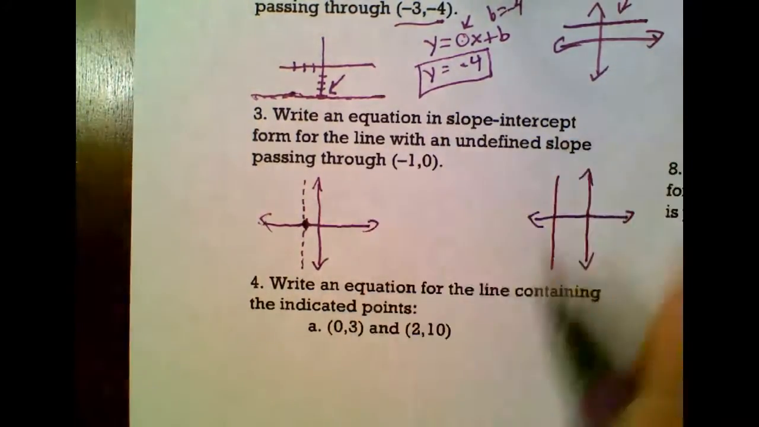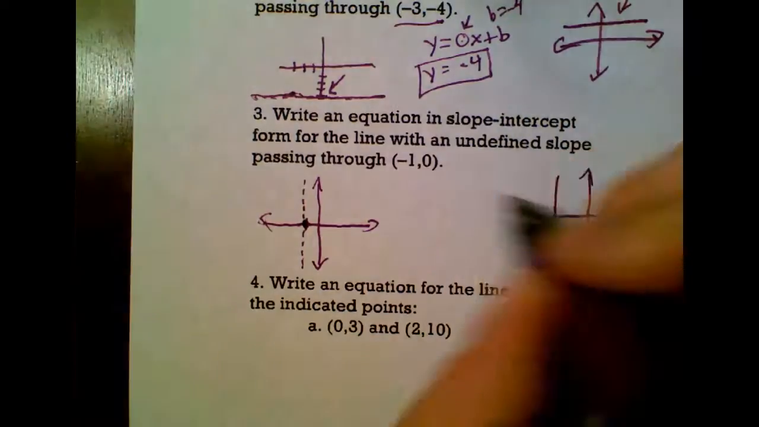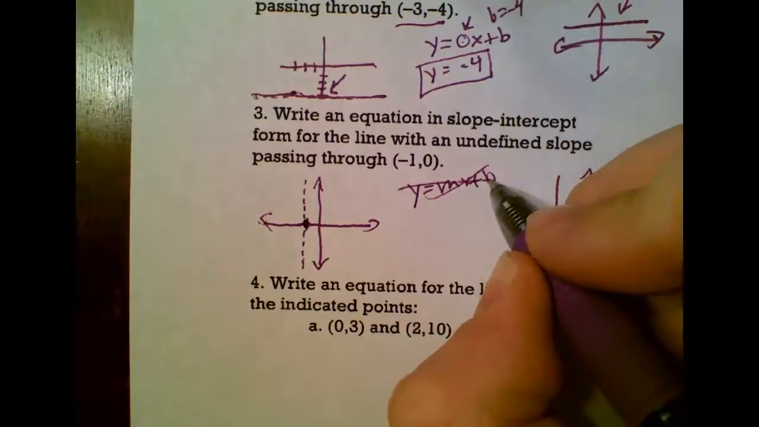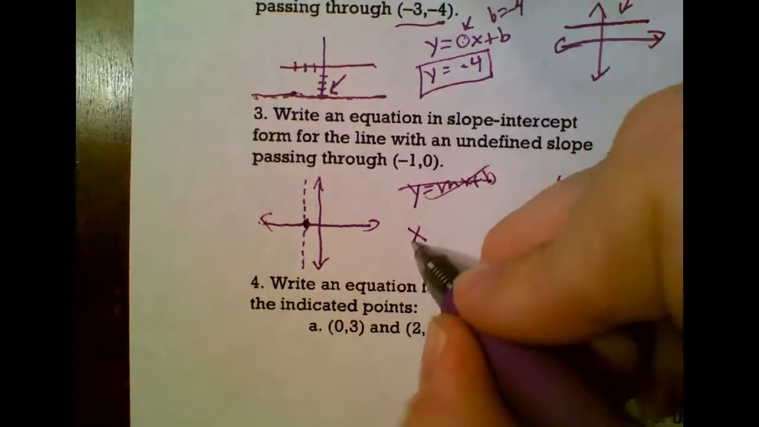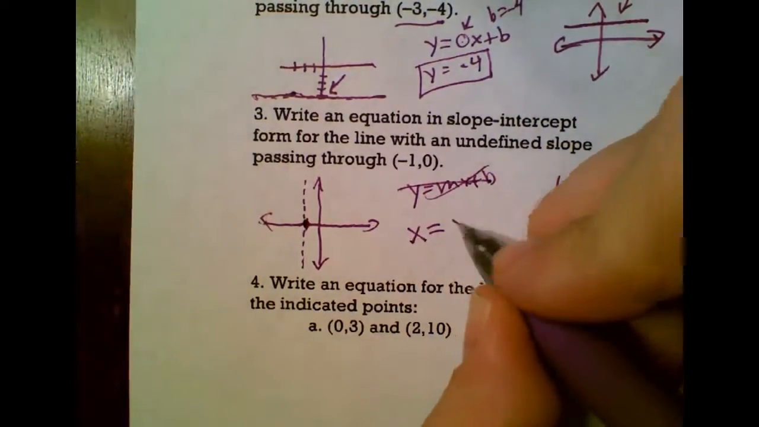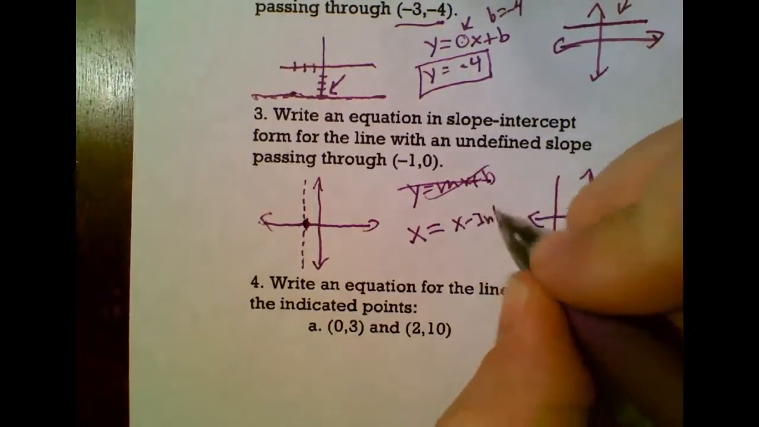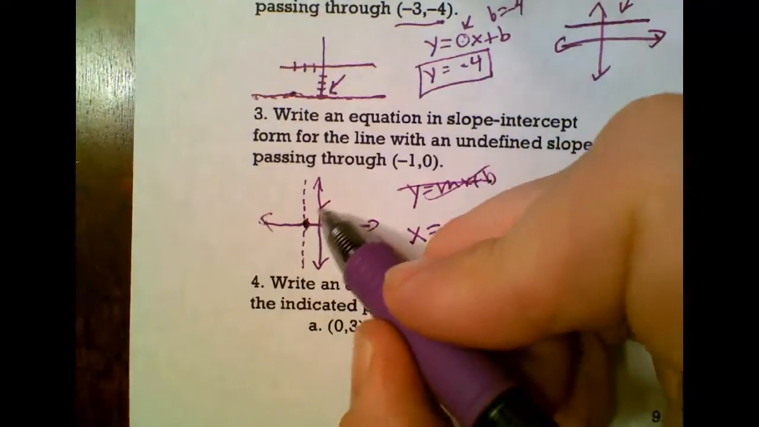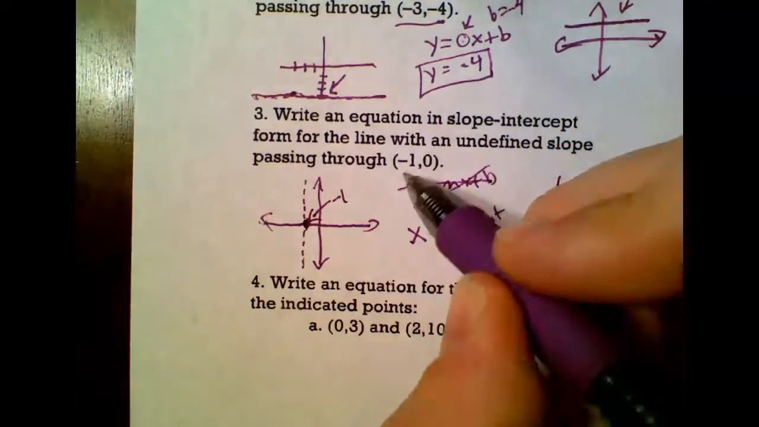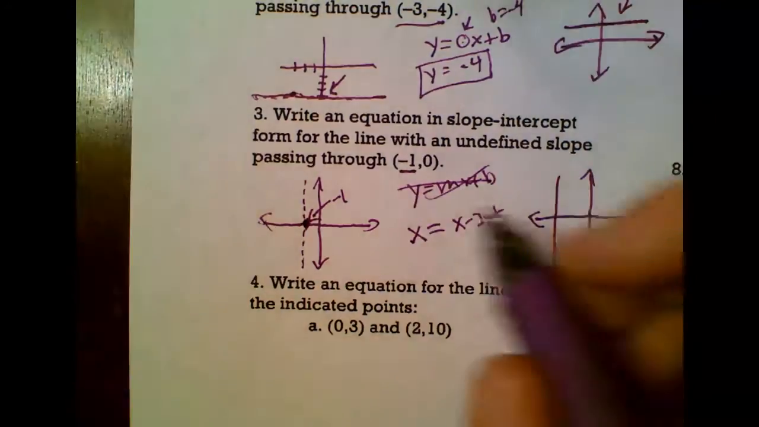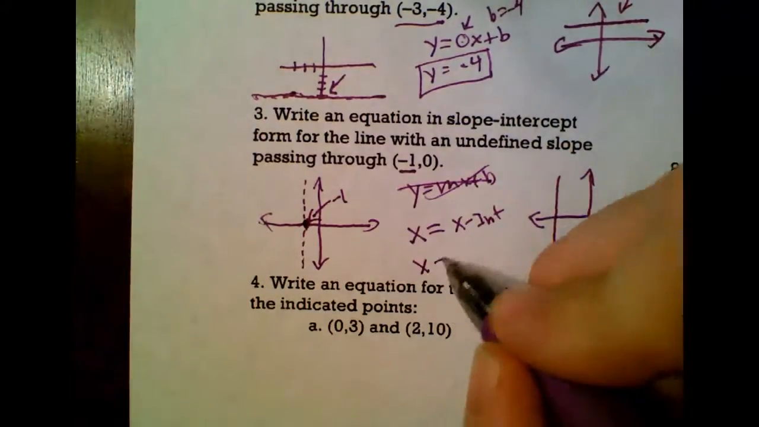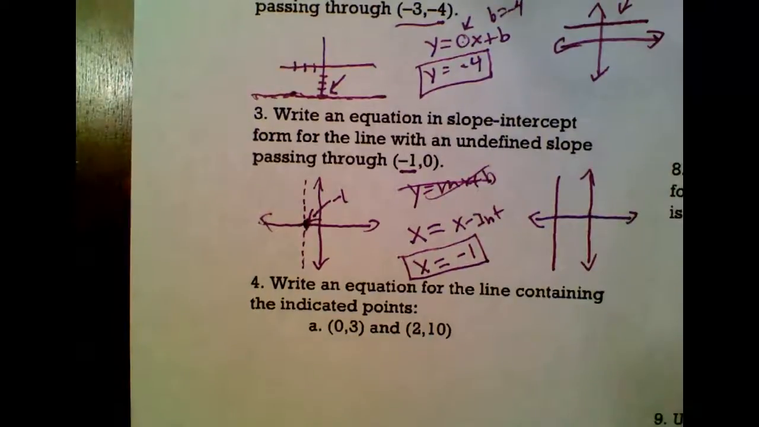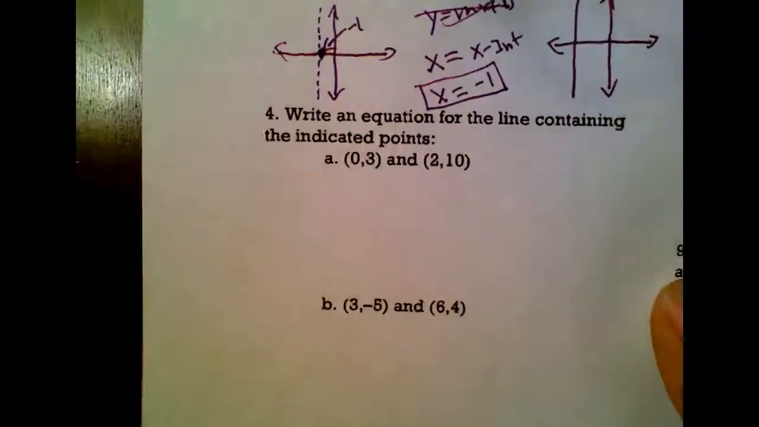And really, the equation for this is a little bit special. Instead of y equals mx plus b, we don't do that in this situation. Vertical lines have the equation of x equals the x-intercept. So we just have to figure out what the x-intercept is. Well, when we look at this, what is our x-intercept? It's right there at negative 1. It's actually given to you right there, isn't it? So our equation is x equals negative 1.